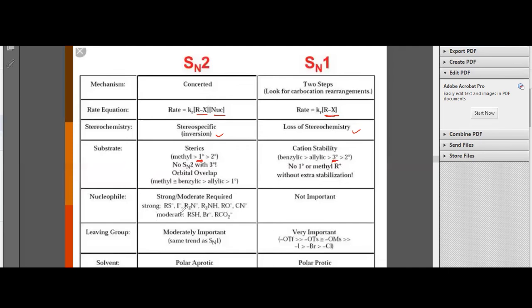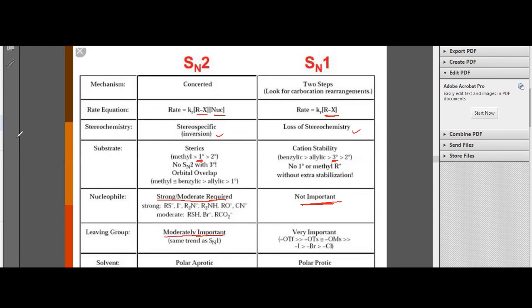The nucleophile for SN2 is strong or moderate required. Why? Because it should attack the C positive from the back, right? So a strong or moderate nucleophile is required. But for SN1, it's not important. The strength of the nucleophile is not important since, once again, the rate of reaction only depends on the concentration of Rx, not the nucleophile. For SN2, the leaving group is moderately important.